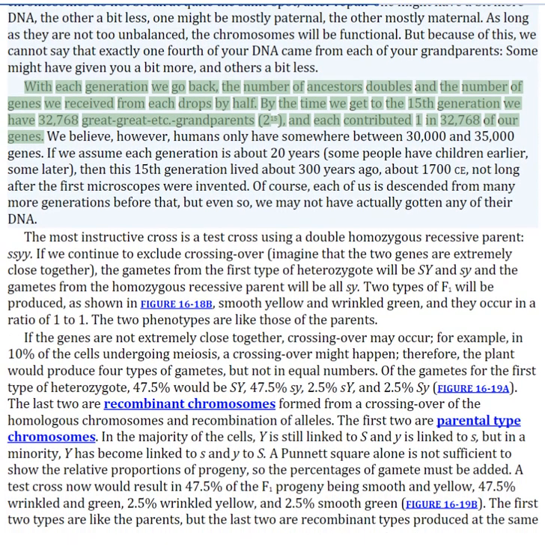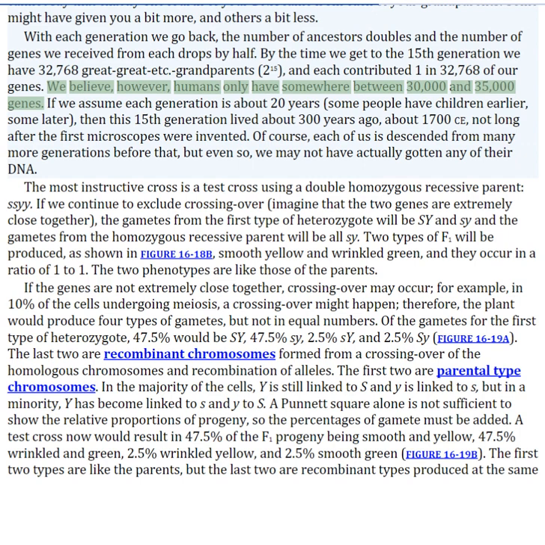With each generation we go back, the number of ancestors doubles, and the number of genes we received from each drops by half. By the time we get to the 15th generation, we have 32,768 great etc. grandparents, and each contributed 1 in 32,768 of our genes. We believe, however, humans only have somewhere between 30,000 and 35,000 genes.